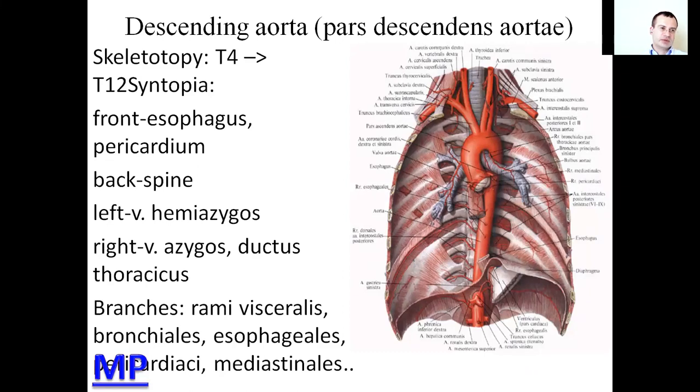Parts of the descending aorta. Skeletopy: from thoracic 4 to thoracic 12. Syntopy: in front, esophagus and pericardium; back, spine; left, vena hemiazygos; right, vena azygos and ductus thoracicus. Branches: rami visceralis, bronchialis, esophagealis, and mediastinalis.